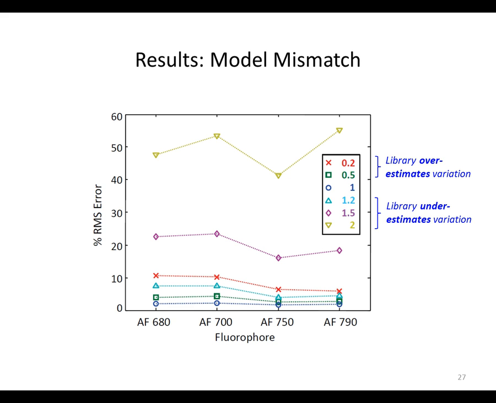Now, these numbers refer to whether the library is either overestimating or underestimating the variation. And we can see that there's some asymmetry in the results. So it's much better for the library to overestimate the variation. And if you think about it, that kind of makes sense, because if you have less variation than what you were expecting to see, you're still okay. You can still account for the variation you see in your data. But the reverse is not true, of course.